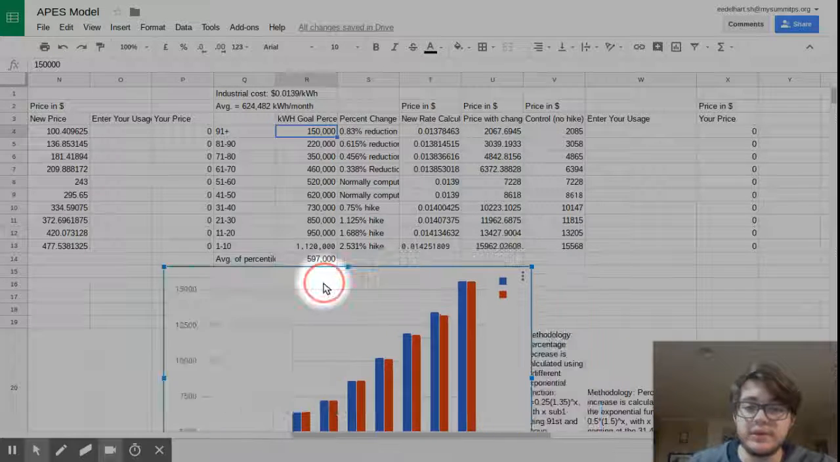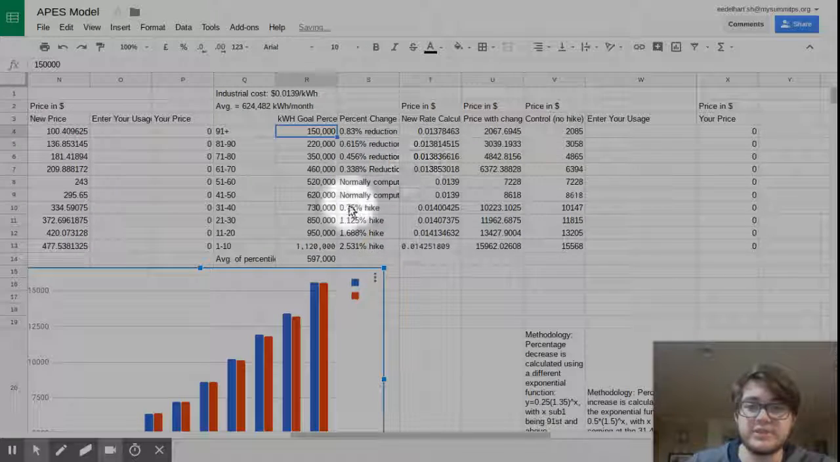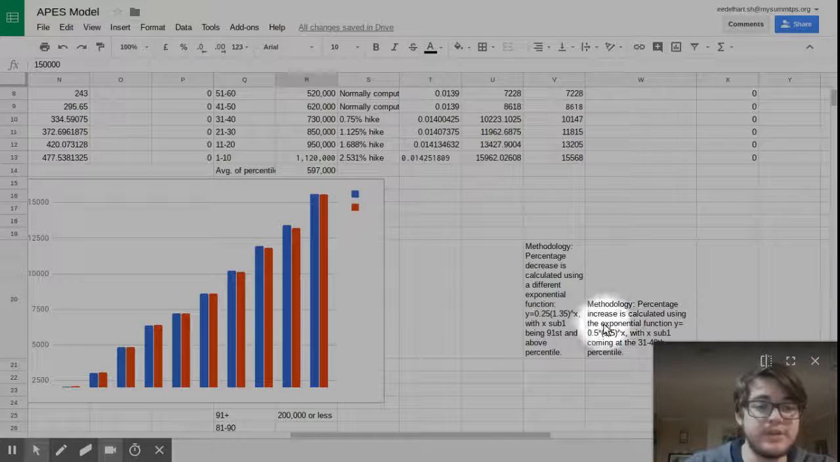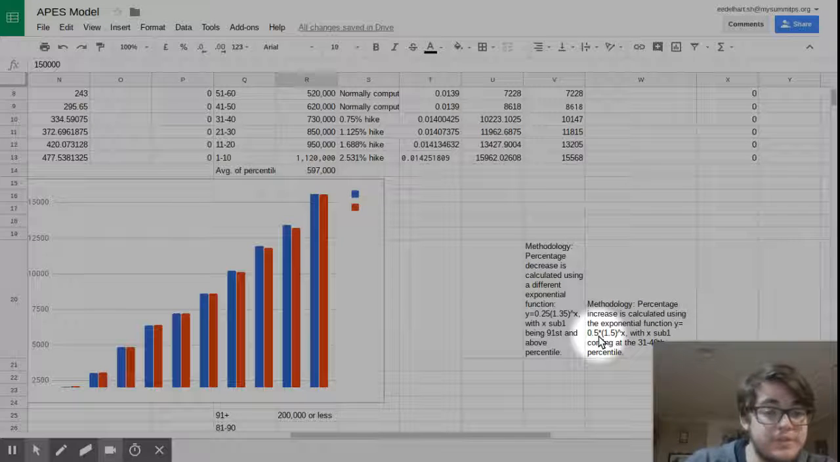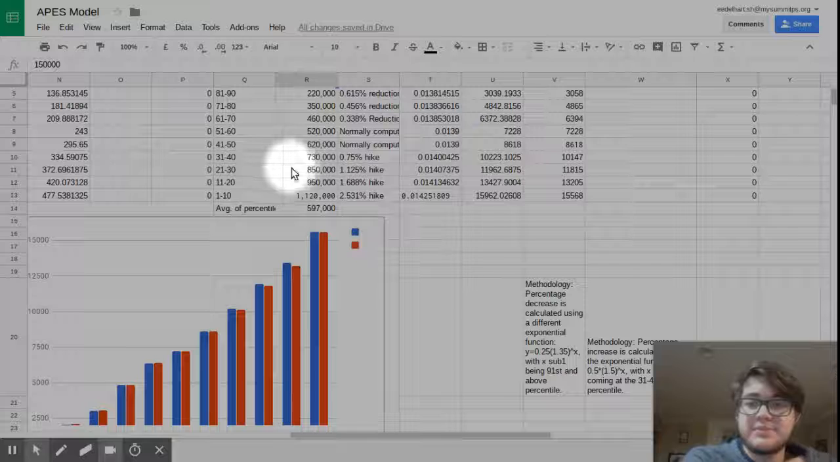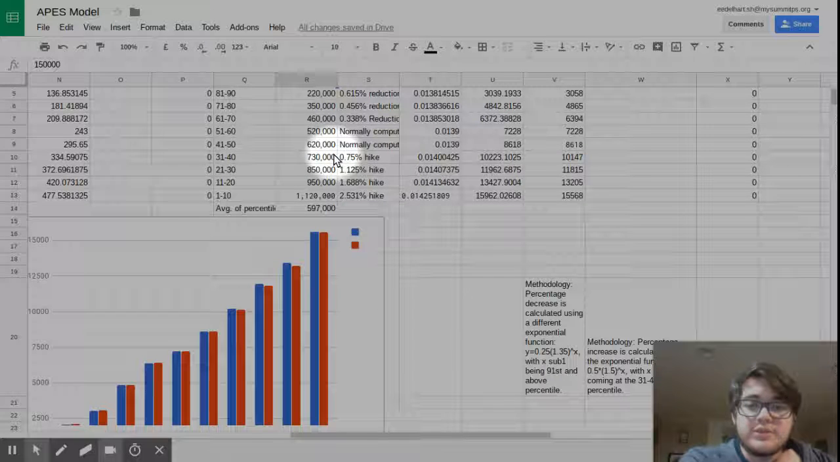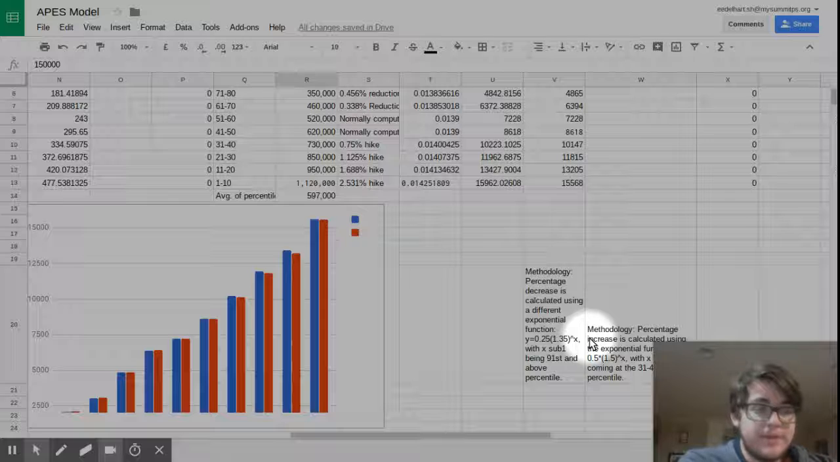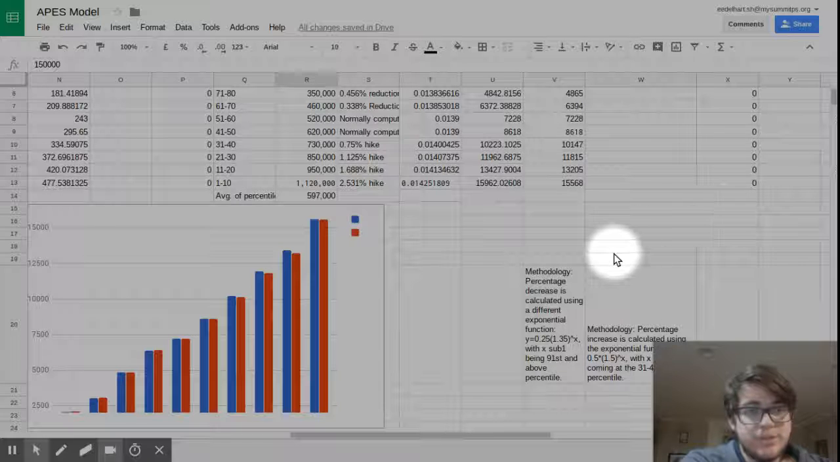There are also equations associated with each of these. So for the percentage increase, I use the function y equals 0.5 times 1.5 to the x, with x sub 1 being at this percentile here. And the goal of this was to have an exponential function try and model a good steady growth that didn't get too outrageous, but also start at a good point.